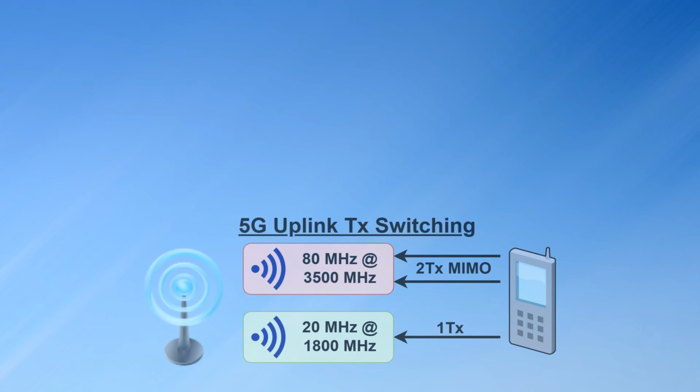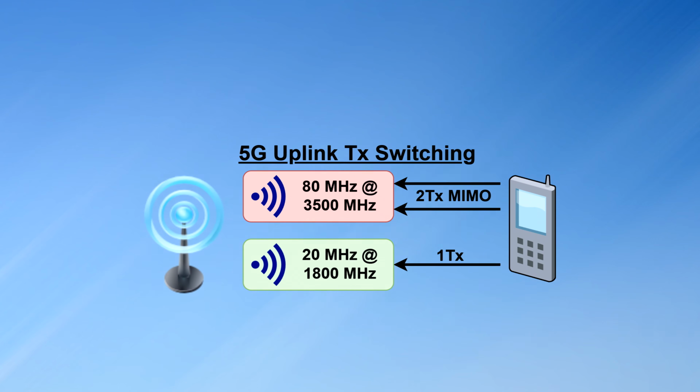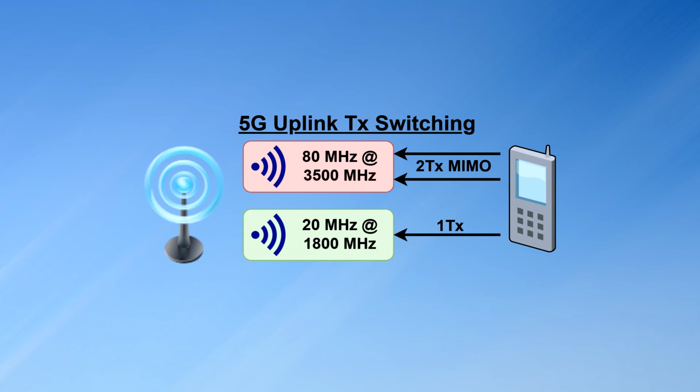Now back to the Uplink-Tx-Switching feature. This feature is basically combining the best of both uplink enhancement features, 5G uplink carrier aggregation and 5G uplink MIMO. As soon as the base station advertises support for Uplink-Tx-Switching, the handset can use one TDD and one FDD 5G uplink band to transmit data to the base station.